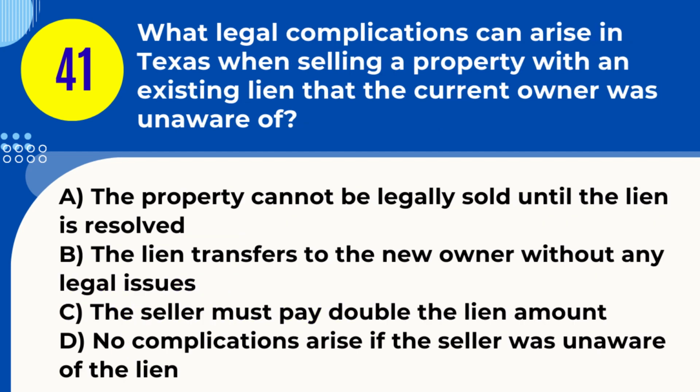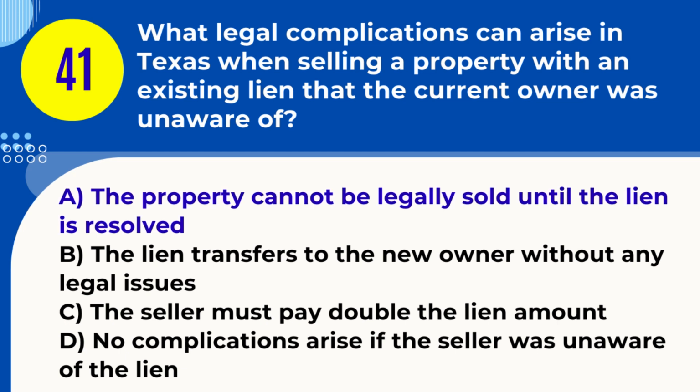Question 41. What legal complications can arise in Texas when selling a property with an existing lien that the current owner was unaware of? A. The property cannot be legally sold until the lien is resolved. B. The lien transfers to the new owner without any legal issues. C. The seller must pay double the lien amount. D. No complications arise if the seller was unaware of the lien.